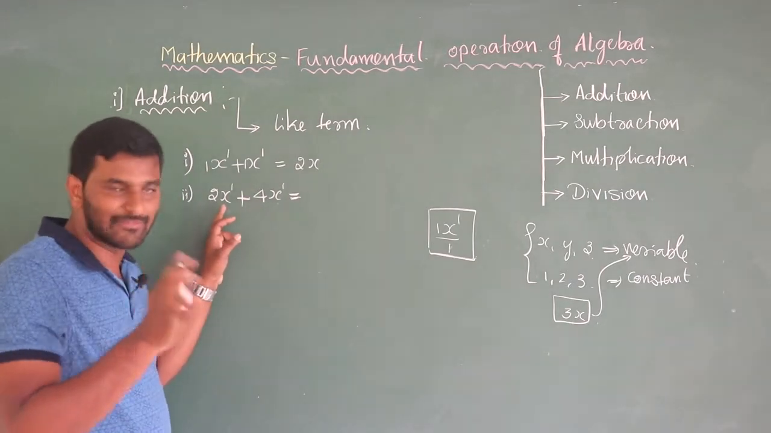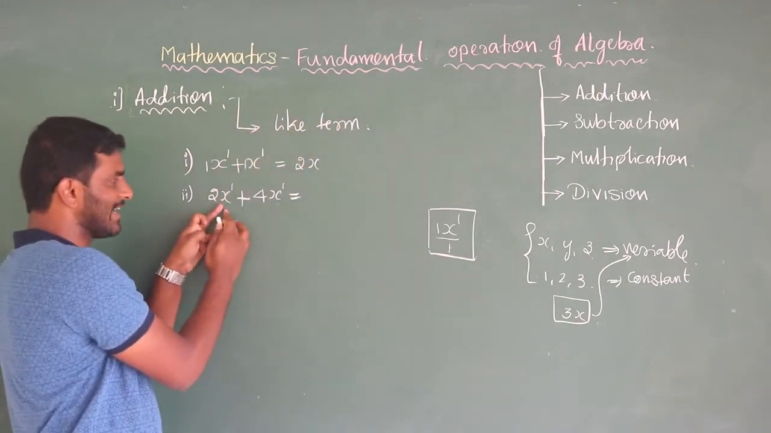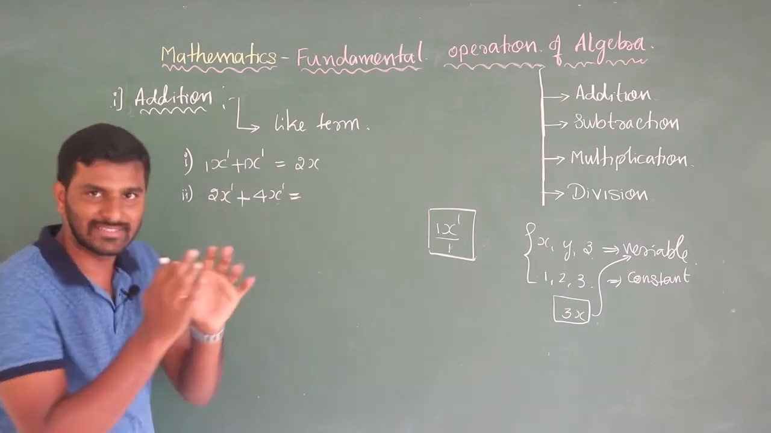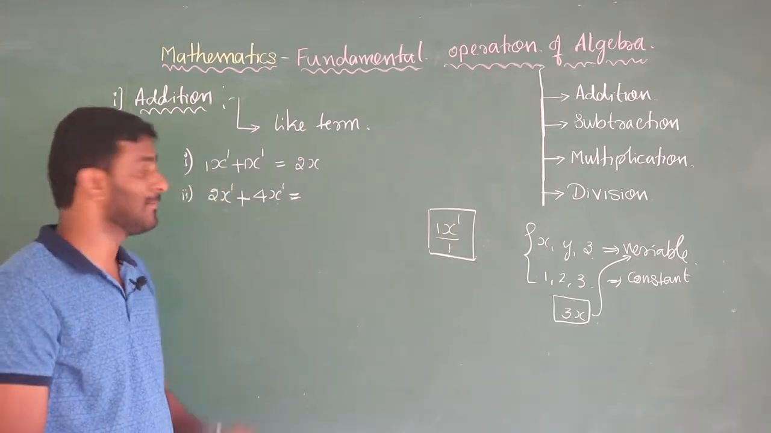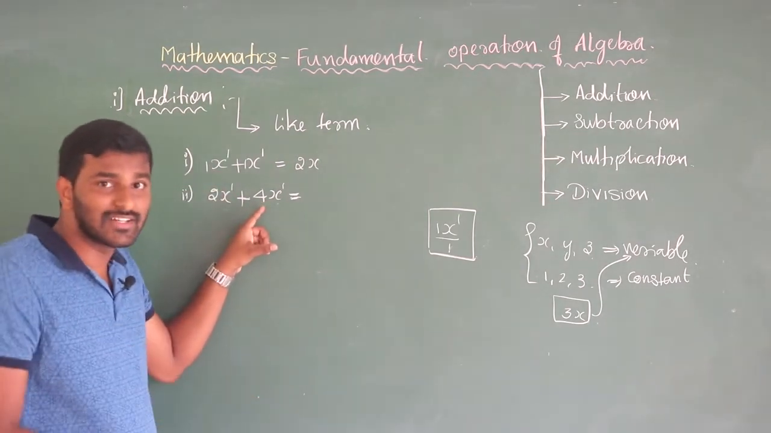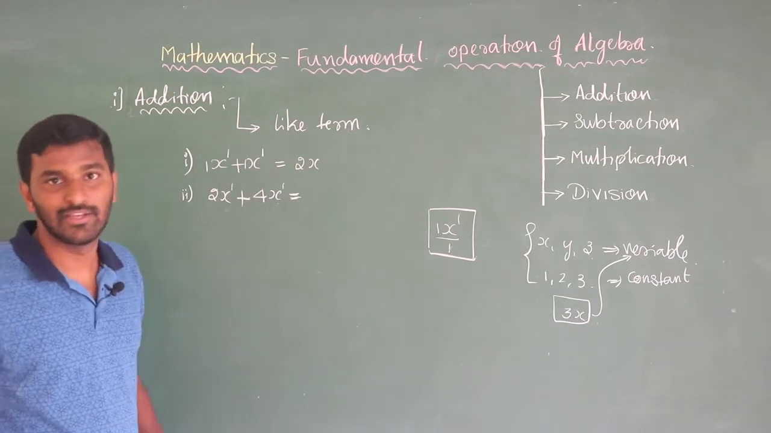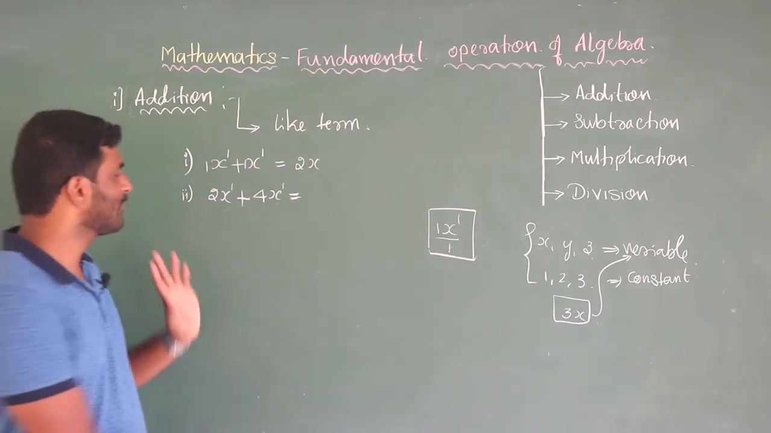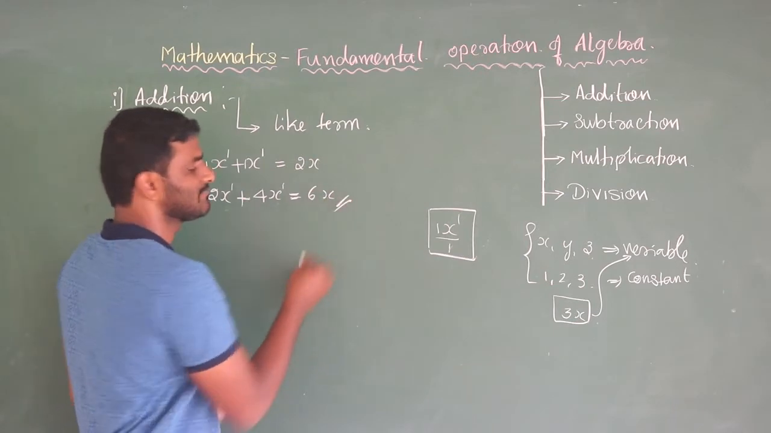First we need to see the definition of like terms. That means the x and x, both are the same variable and the degree is also the same. And what is the coefficient here? 4 and 2. You just add the coefficients. 2 plus 4, that is 6. That's it.